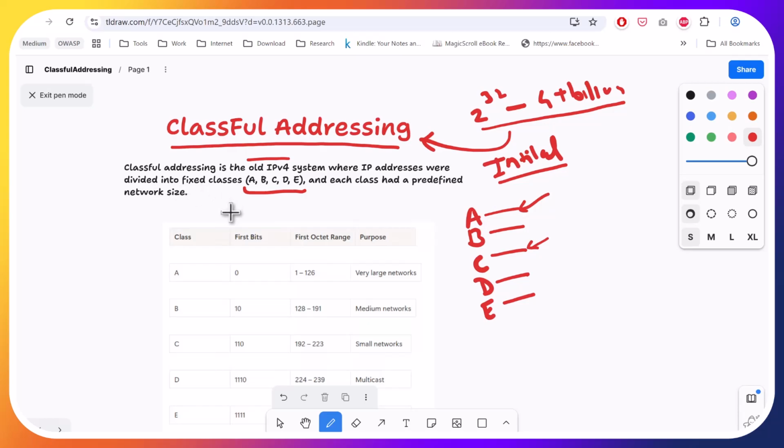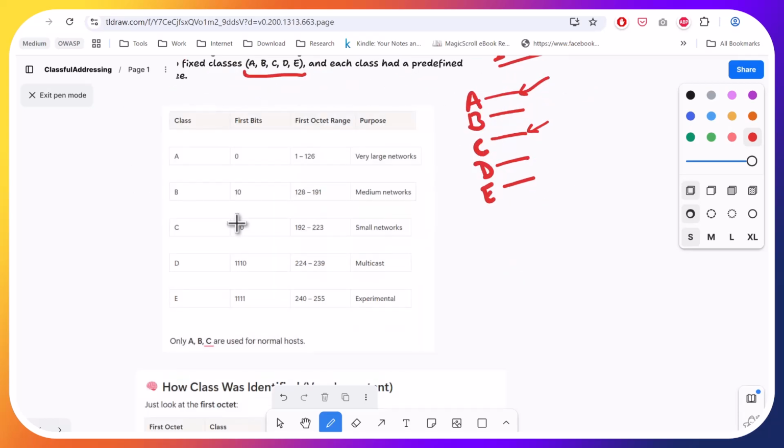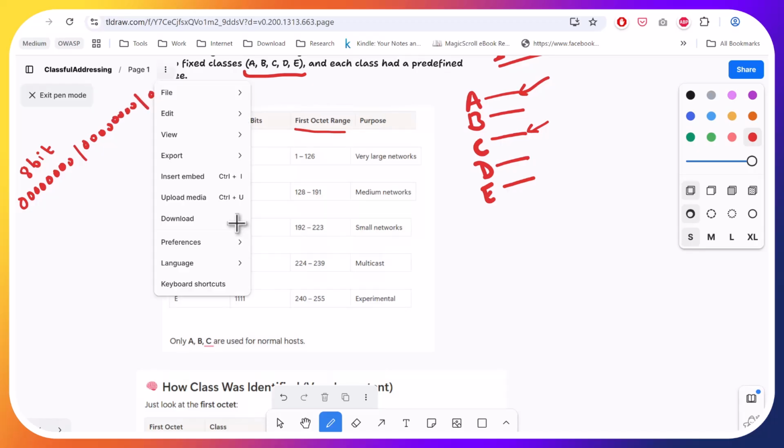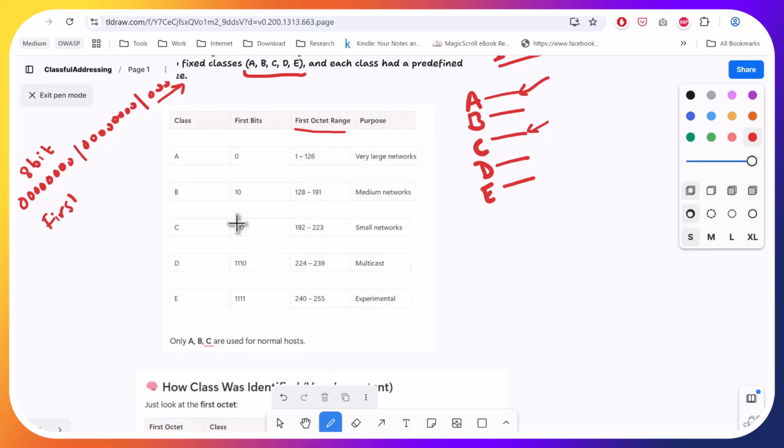So how are these addresses classified into classes? That was done based on the first octet. We have seen this, right? This is 8 bit, and similarly we have another 8 bit here, and another. So this is the first 8 bit, and this classification is based on the first 8 bit.